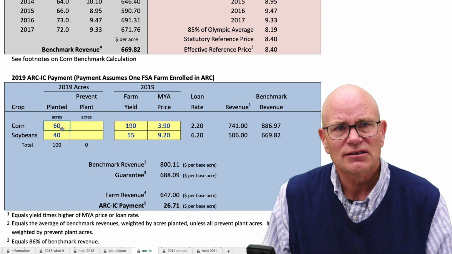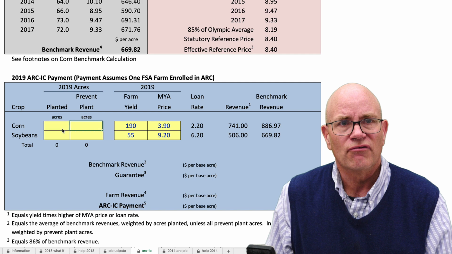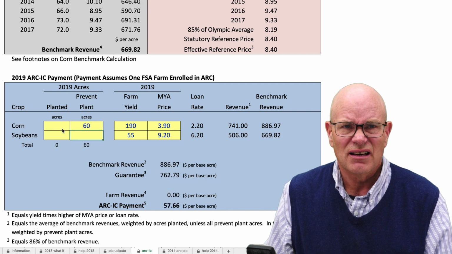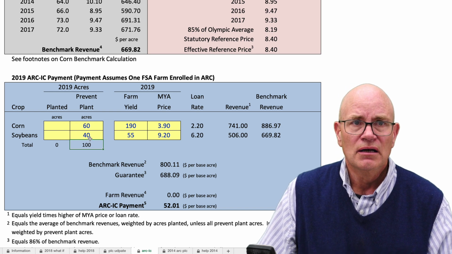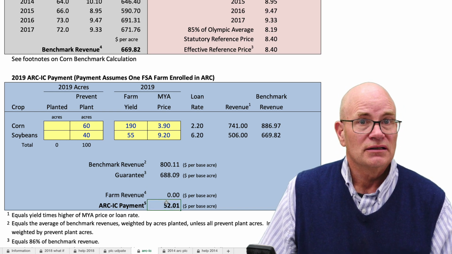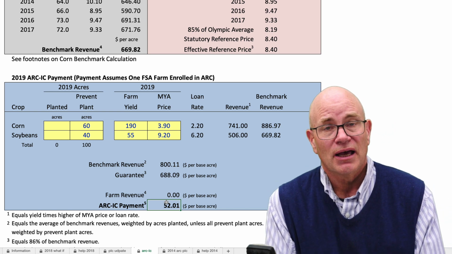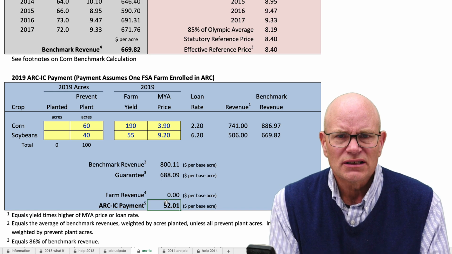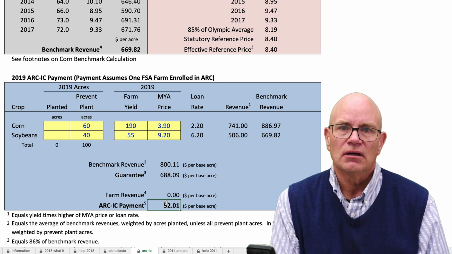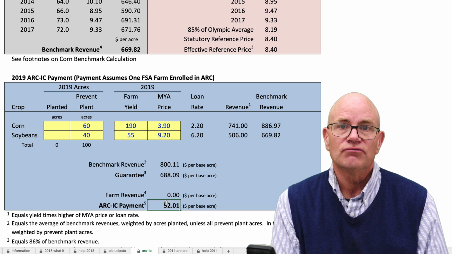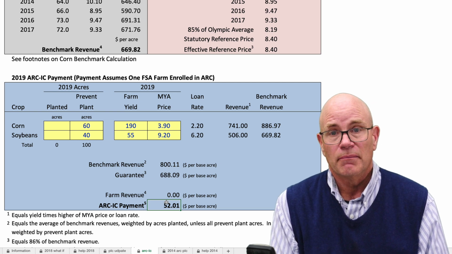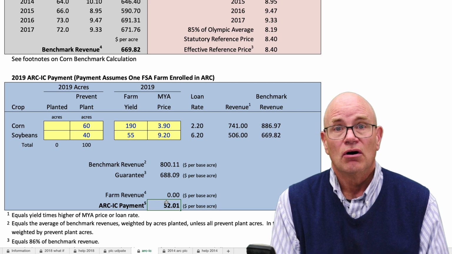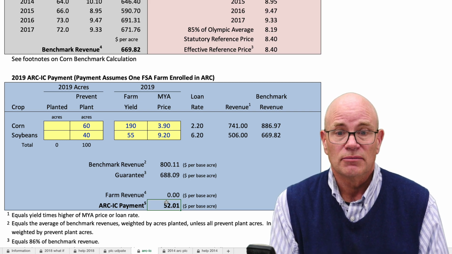The other special case, though, is if all of our acres are prevent plant. Let's say we have 60 acres of corn prevent plant, 40 soybeans. In this case, we get the maximum ARCIC payment, which in this case is $52 per acre. We suggest that farmers look at these calculations for their farms so that you can make a better informed decision. Again, if we have complete prevent plant on a farm, you'll get the maximum payment.